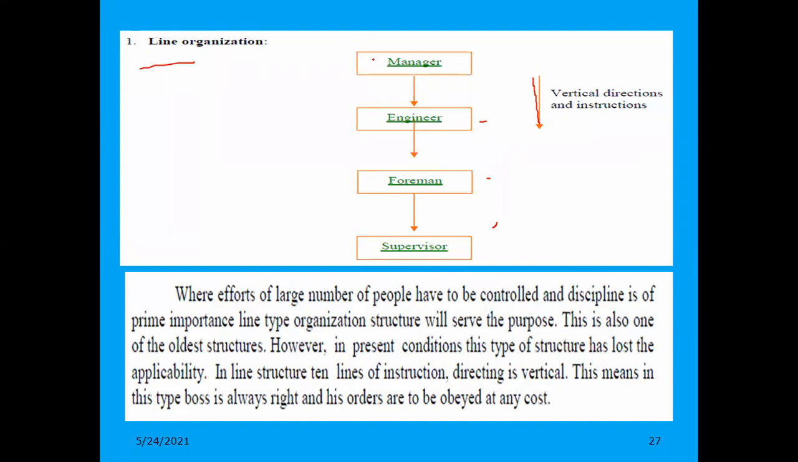అందుకే మనం line organization ని military organization అంటాం. మిలిటరీ ఆర్గనైజేషన్ అంటే ఏంటి? It will be rigid. Where a large number of people have to be controlled and discipline is of prime importance, line organization will serve the purpose. This is one of the oldest structures, the first structure of the organization. Therefore, in the present conditions this type of structure has lost its applicability.